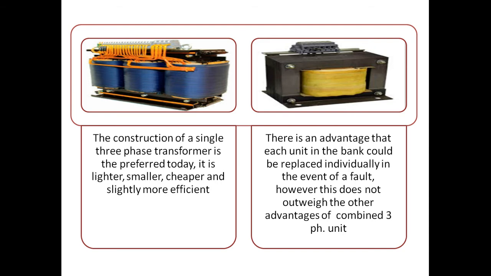At the same time, there is an advantage that each unit in the bank could be replaced individually in the event of a fault. That is a major advantage of the single units connected for three-phase operation: if anything happens to one of the transformers, it can be easily replaced and there is continuity of the supply. But in the case of a single unit, if anything happens, the whole system is affected. That is one disadvantage of a single unit three-phase transformer. However, this does not outweigh the other advantages of the combined three-phase unit. Other than this, the single unit has other advantages.